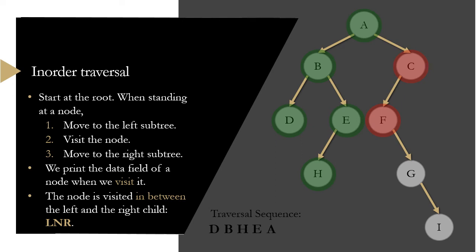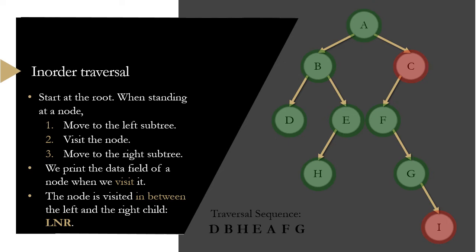Does it have a left subtree? No. So step 1 is done for F. Step 2 says visit the node. So we print F. Does it have a right subtree? Yes. Move to it. We come to G. Does it have a left subtree? No. Visit the node, print G. Does it have a right subtree? Yes. Move to it. We are at I.